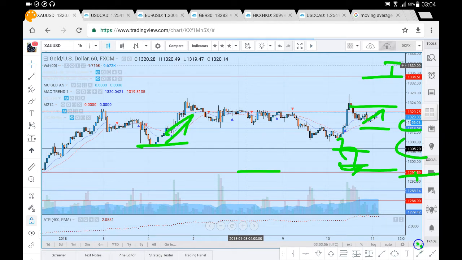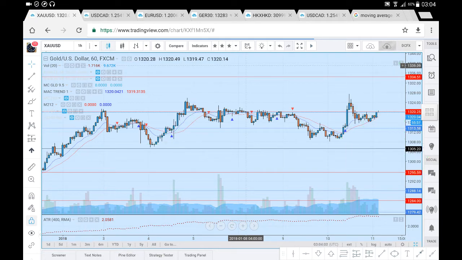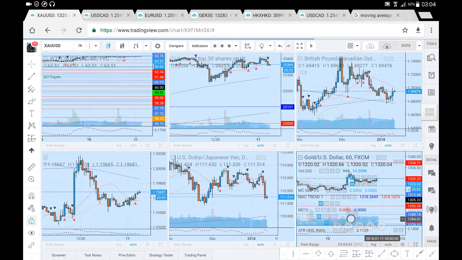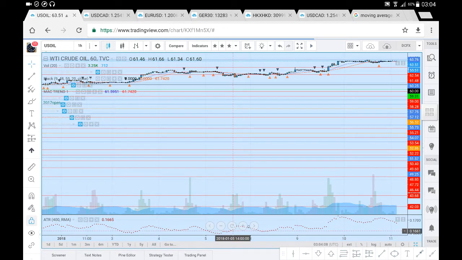In short, we do look poised for more upside continuation. Now, we are going to head over to the USOIL and get the scale on here correct.